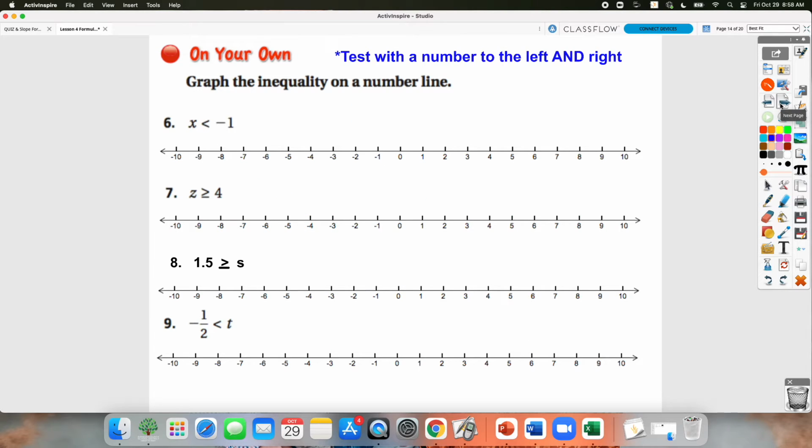Okay. So, if we are graphing the inequality x is less than negative 1, where is my circle going to go on my graph? What number do I need to put that circle on? On negative 1. So I'm going to have a circle here. Is it going to be an open or closed circle? Open. Okay. And then if x has to be less than negative 1, am I going to need to shade the numbers to the left of negative 1 or to the right of negative 1? To the left. So I would shade in all those numbers to the left of negative 1 because x has to be a number below negative 1.